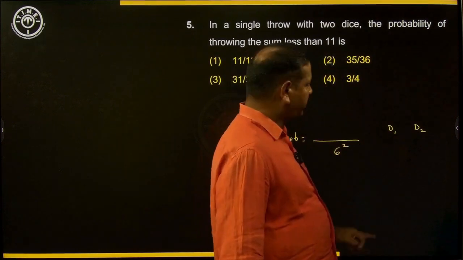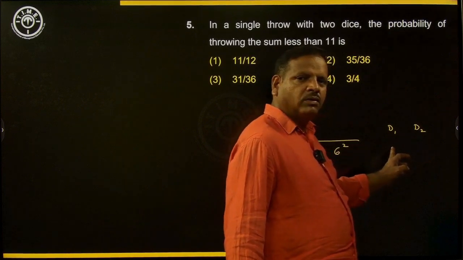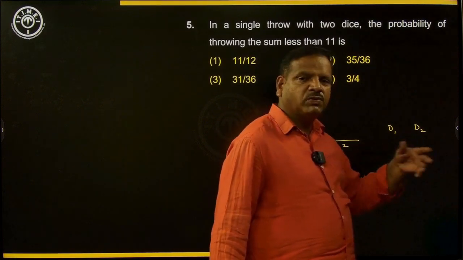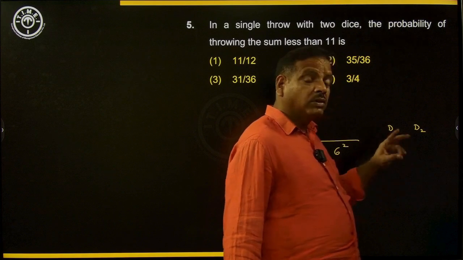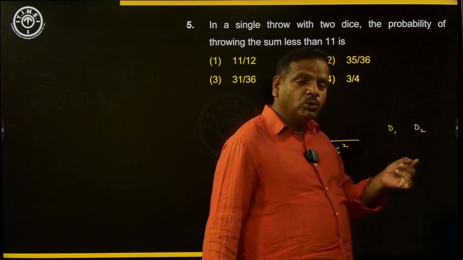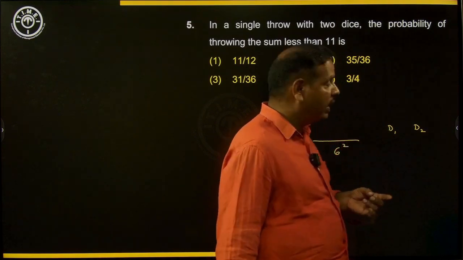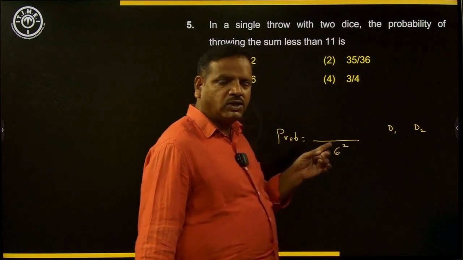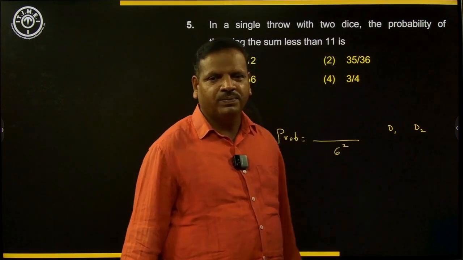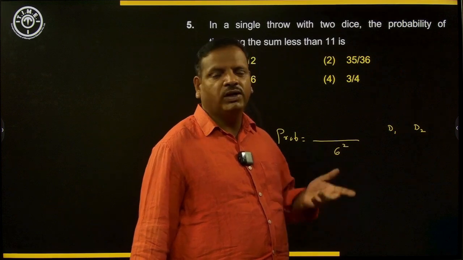So starting numbers, say 1, 1. What is the sum of those two numbers? 1 plus 1 is 2. Next, that means sum starts from 2. 2, 3, 4, 5, 6, 7, up to the maximum number on each die, which is 6. 6 plus 6, 12. So the sum starts from 2 and goes up to 12.